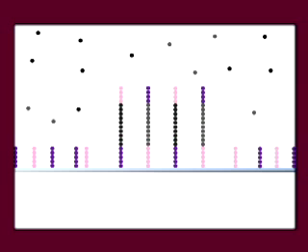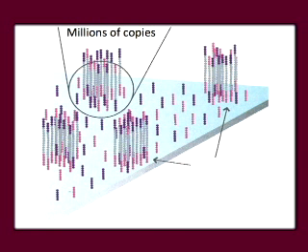All copies are attached to the surface of the flow cell very close to one another. This can be continued for many cycles of amplification, leading to 1 million copies of single-stranded DNA attached to the surface of the flow cell in a cluster.